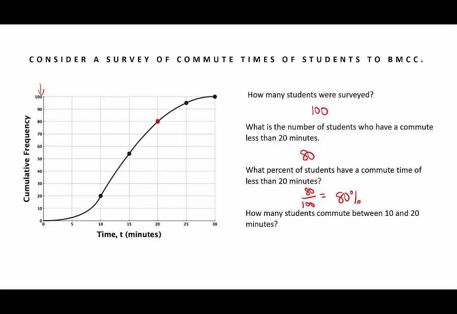So for this one, we're going to look at how many spend 20 minutes. We know that's 80. We're going to look at how many are less than 10, which is 20. And we're going to subtract these values because what we want is we want this here. So we want in between the 80 and 20. And 80 minus 20 gives us 60 students.